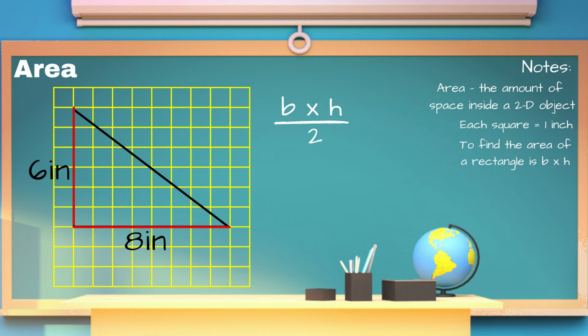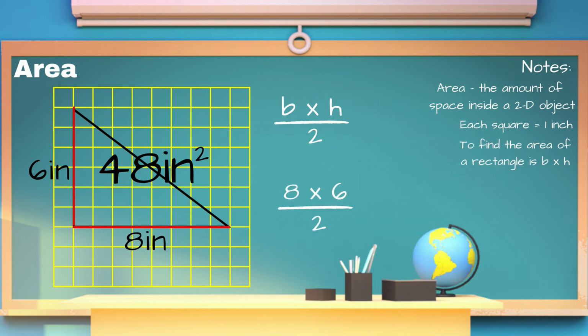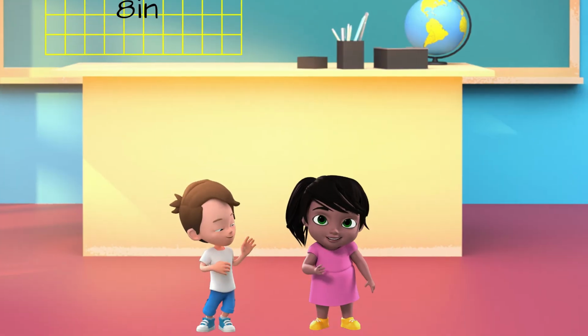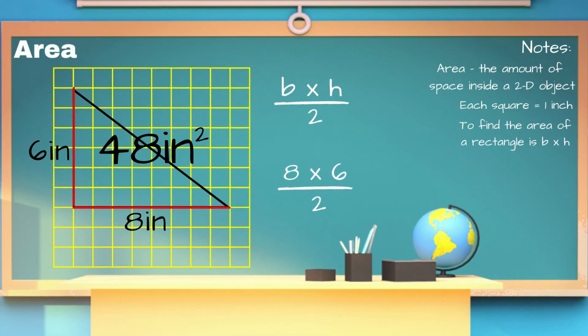So if we were to find the area of the rectangle, it would be 8 times 6, which is 48, but a triangle is half of a rectangle. So what's half of 48 inches squared? 24 inches squared. Nice! 24 inches squared.